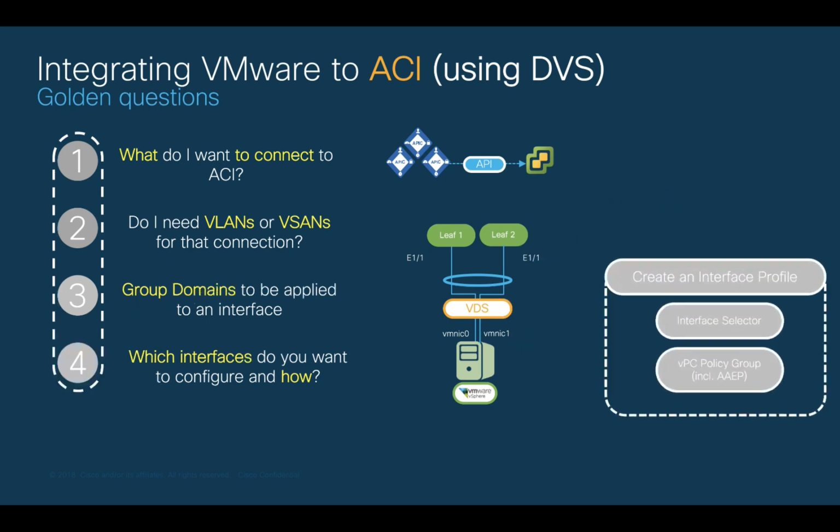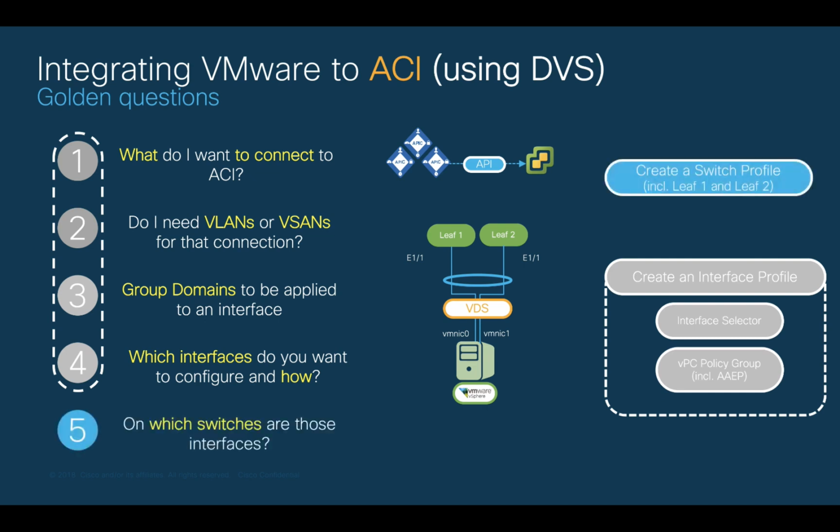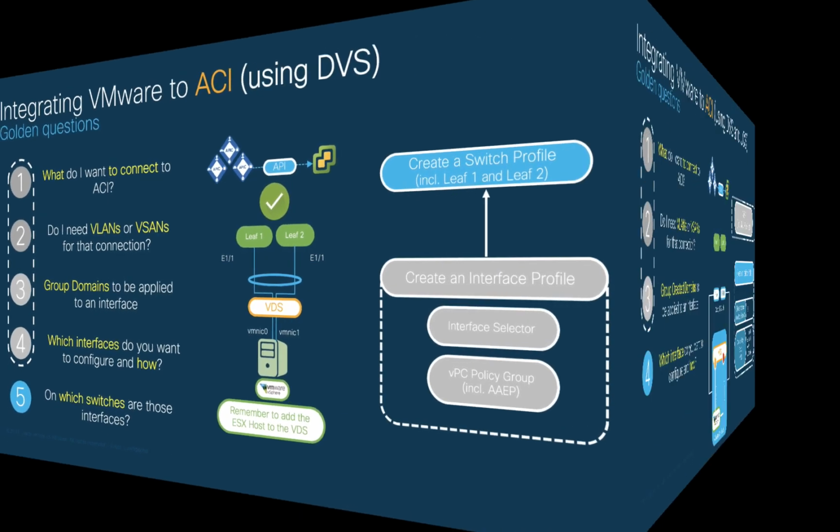Once that is done, we will just choose the switches where we want to connect the server on by creating a switch profile and associate the interface profile to it. As a side note, remember that we must add the ESX host to the newly created VDS on vCenter. That should do it if you have ESX rack servers.